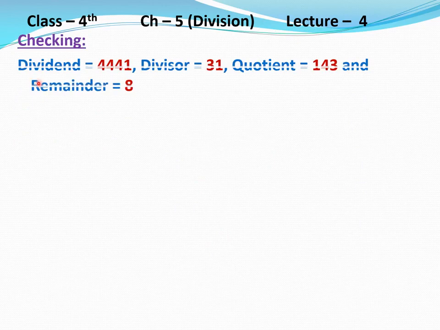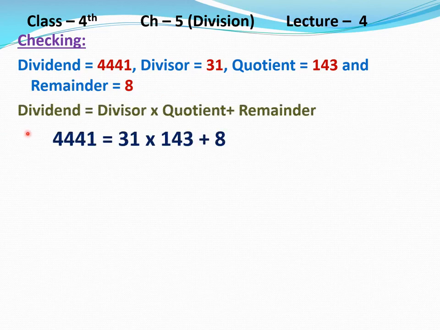Now write down. Dividend equal to 4441, divisor equal to 31, quotient equal to 143 and remainder equal to 8. Write down. Dividend equal to divisor multiply quotient plus remainder. 4441 equal to 31 multiply 143 plus 8. First multiply 143 by 31. Clear? Multiply 143 multiply 31.